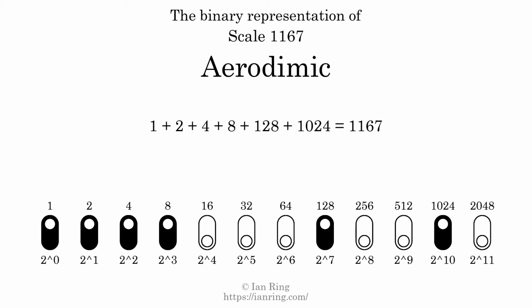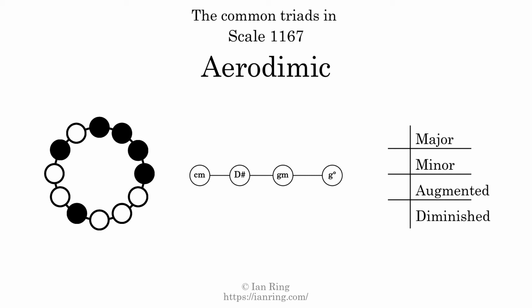1167. The scale number not only enumerates the scale with a unique index, but it also literally describes the tonal content of the scale. Represented as a binary number in base 2, the scale number is 010010001111. Here are the common triads present in this scale.